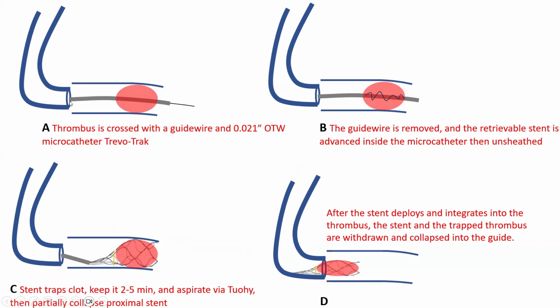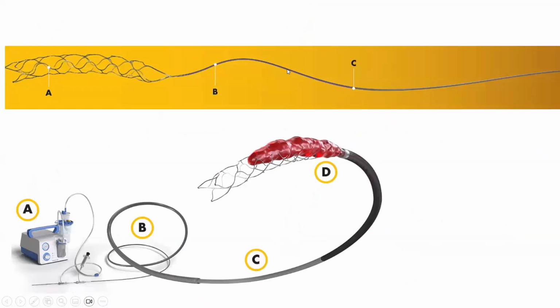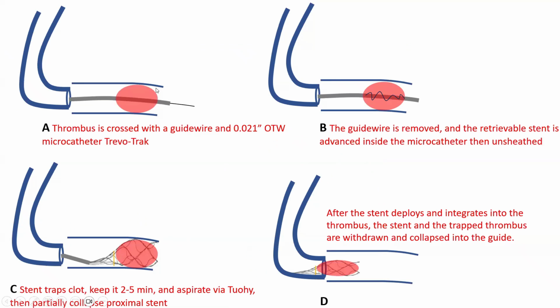So through the guide, we advance a guide wire, then we advance over the guide wire a 0.021 inch special over-the-wire microcatheter, Trevo Trak catheter. Then we advance it past the thrombus. Then we advance that stent system with its wire through the microcatheter, and we position the collapsed stent across the thrombus. Then we pull back the microcatheter, which unsheathes the stent. So we pull back the catheter, the stent gets unsheathed and gets deployed over the clot.